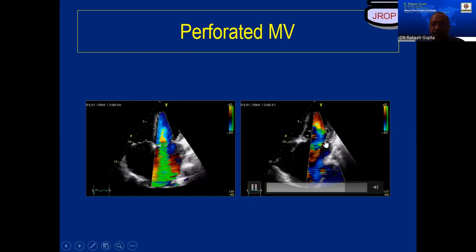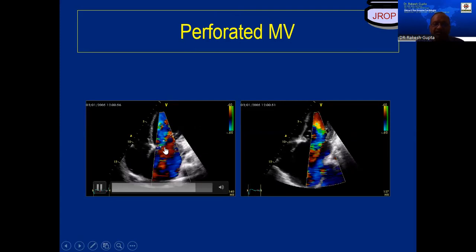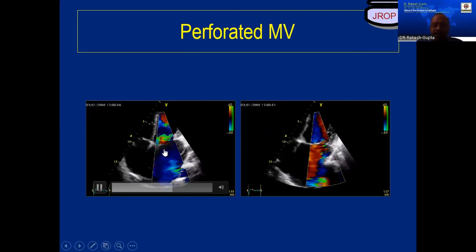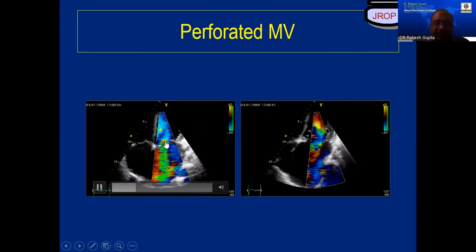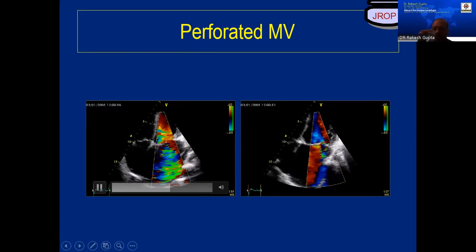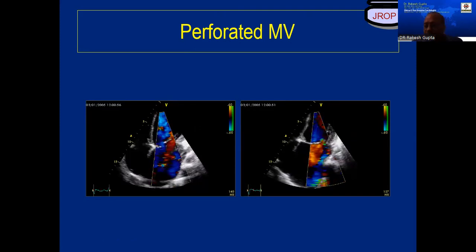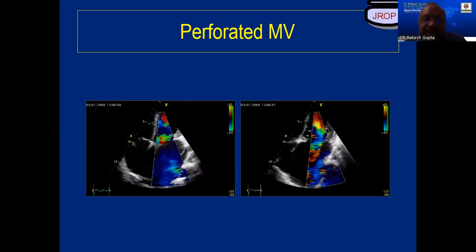Look, the coaptation point is over here. Here is a mitral regurgitation. Same patient, apart from the coaptation point, there is a severe mitral regurgitation through the perforated AML. And if this kind of a perforation is present, obviously nobody is going to talk of any severity. These people will need what? They need emergency surgery.